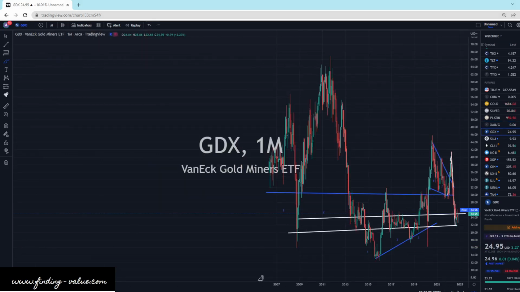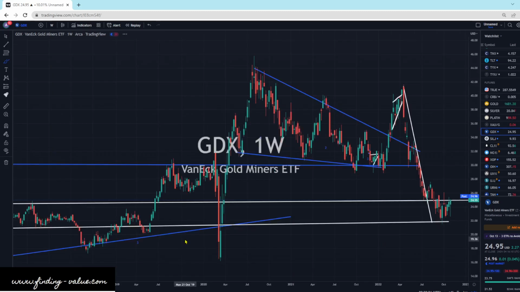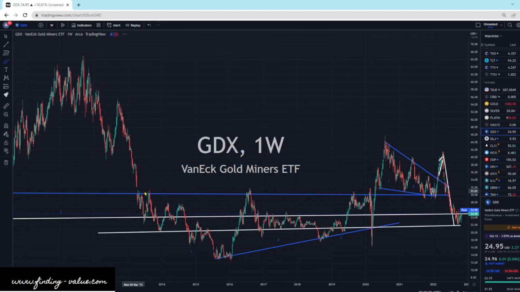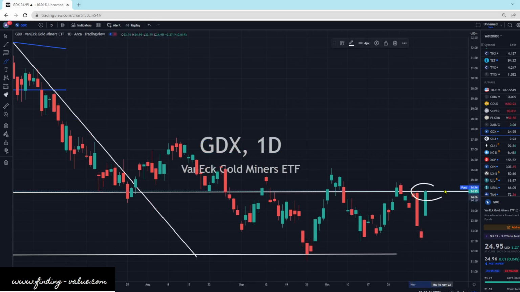GDX up today quite substantially, 10% in a day. That's looking really good. We are in this support zone. Again, I like buying in support zones. And we're right on that resistance support area that we have to get through. But it looks a lot better than what it did. Looking a lot more positive.